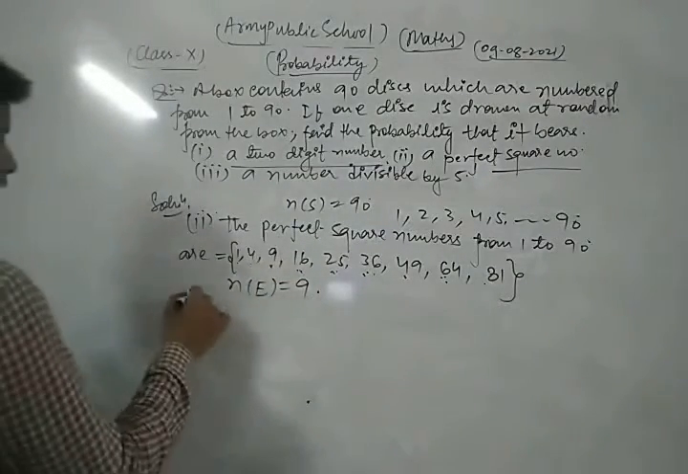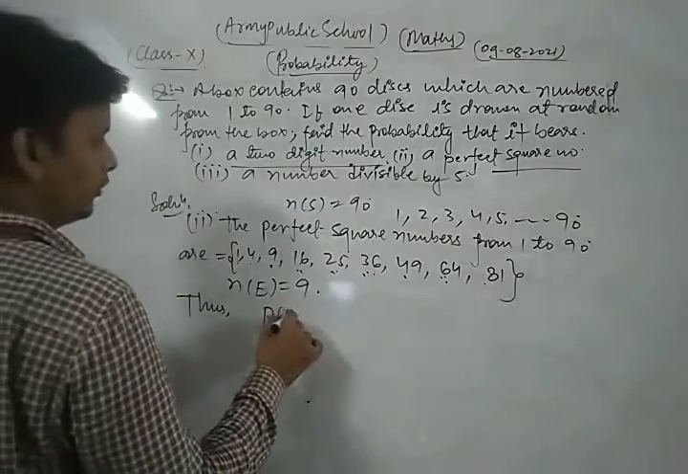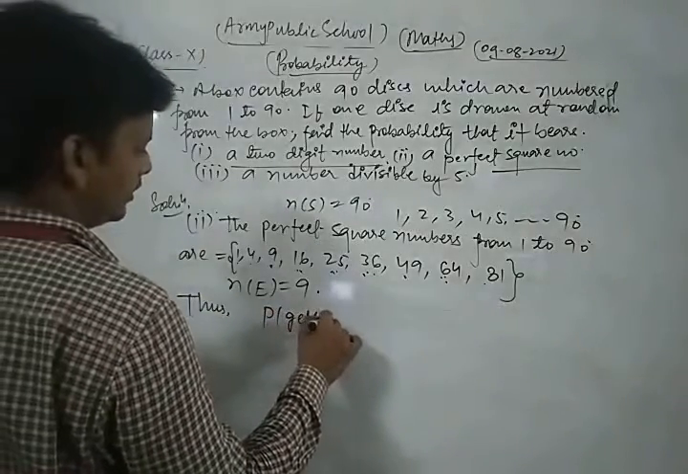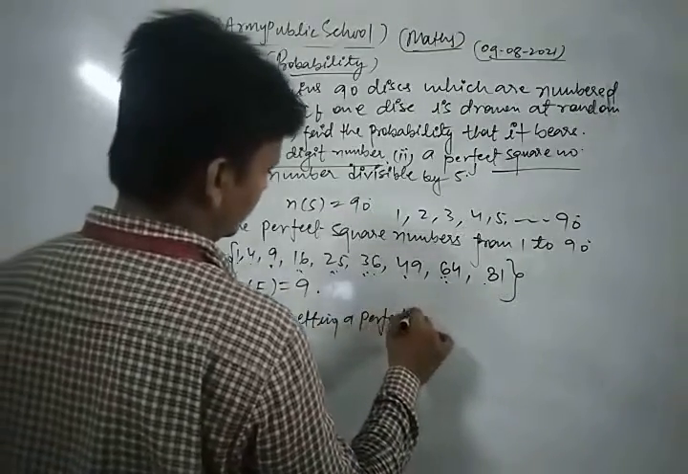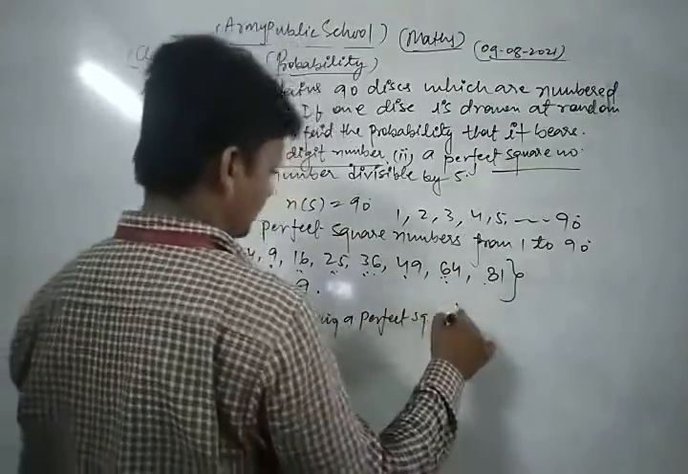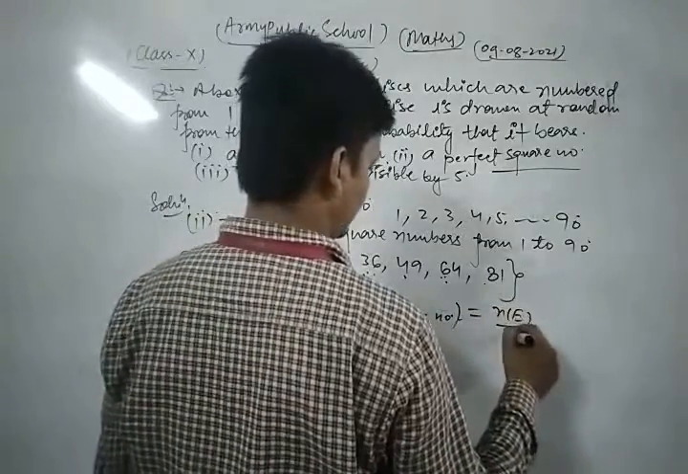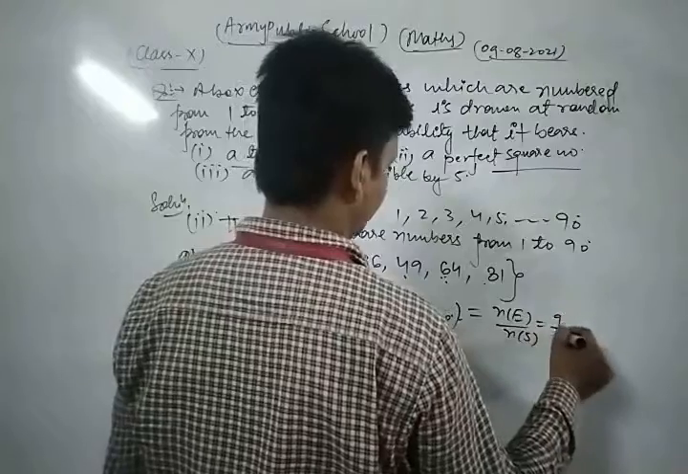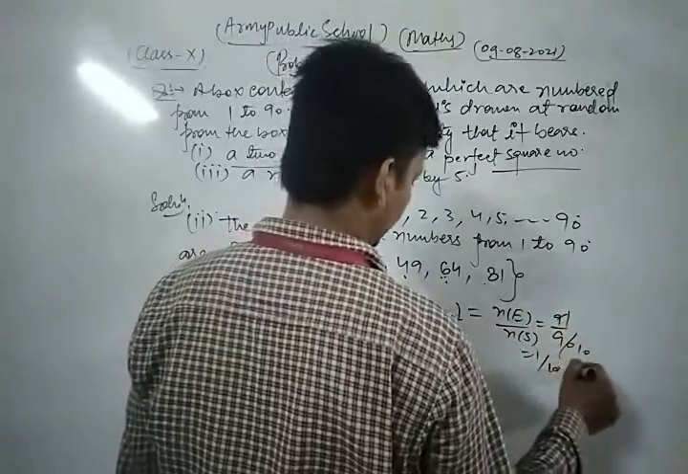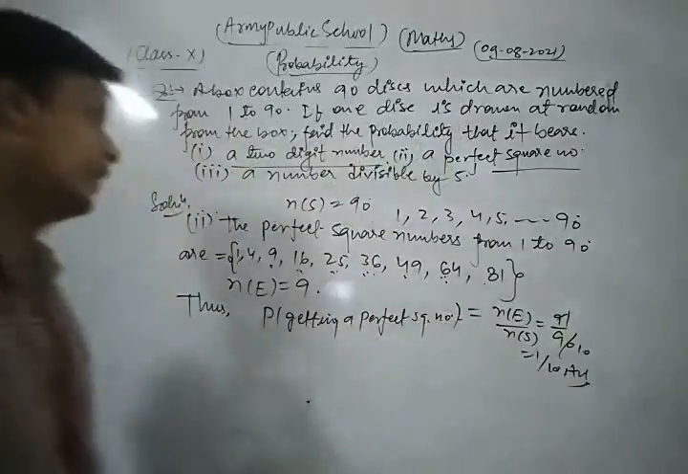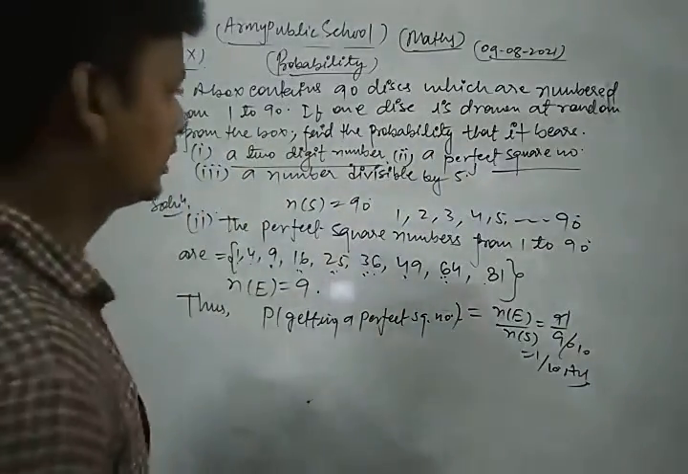Okay. Thus the probability of getting a perfect square number is E upon N, 9 upon 90. This is 1 upon 10. This is the next answer. Okay, now similarly we take and solve the third part of this question.